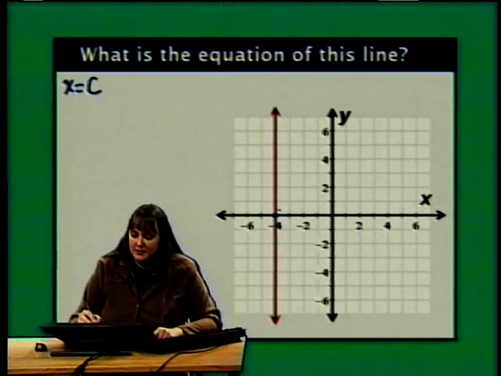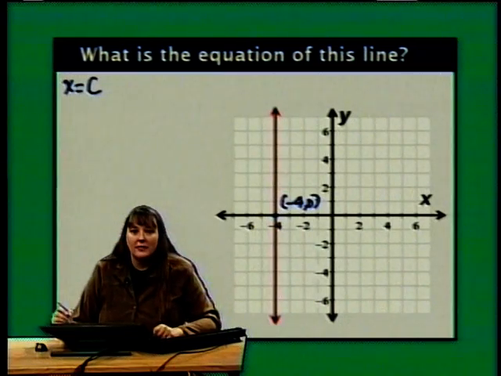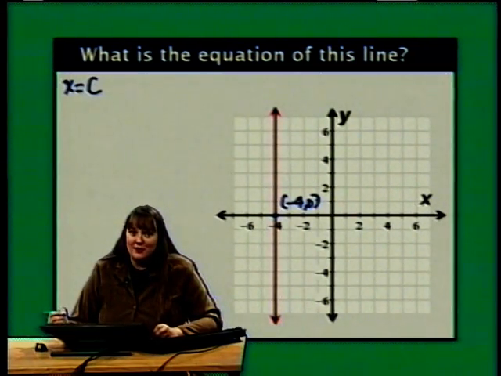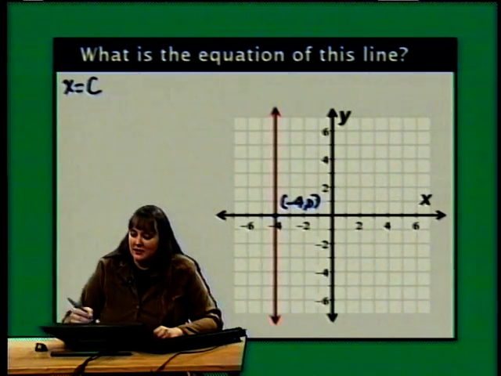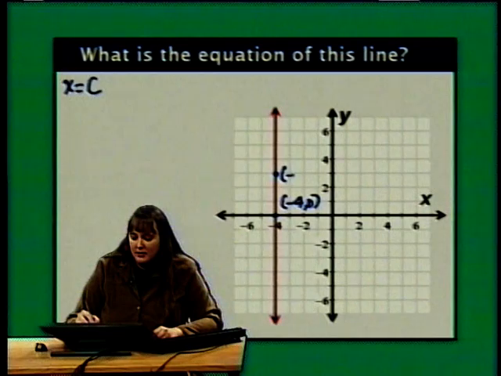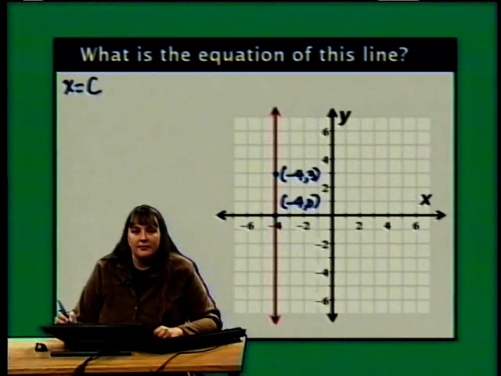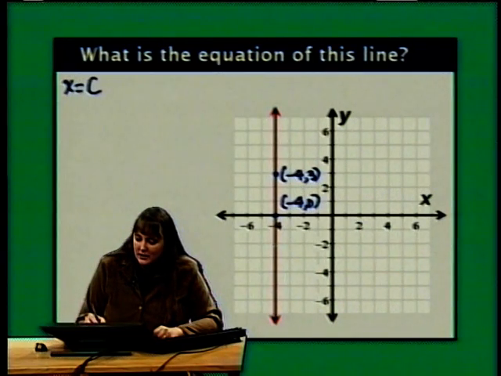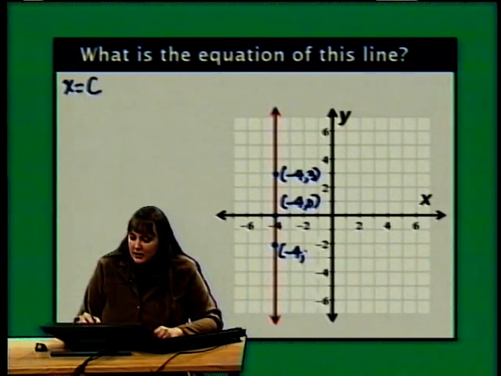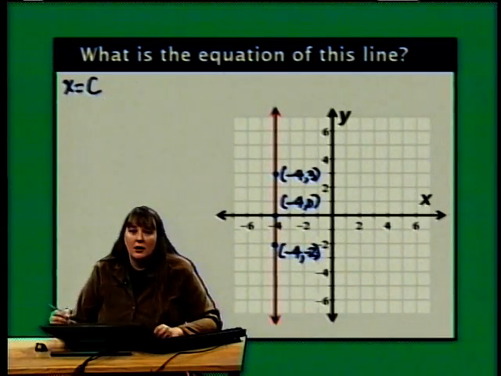Here's our x-intercept, -4, 0. At this point, you might know what the answer is. If you do, that's great. If you don't, think about some other points on the line. Here's another point on the line, -4, 3. Let's find one more. How about right here? -4, -2.